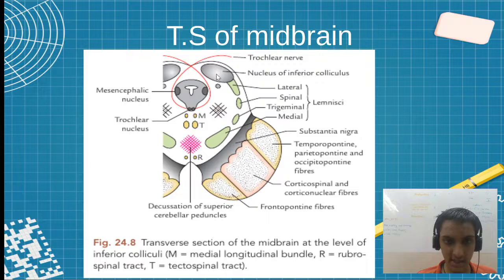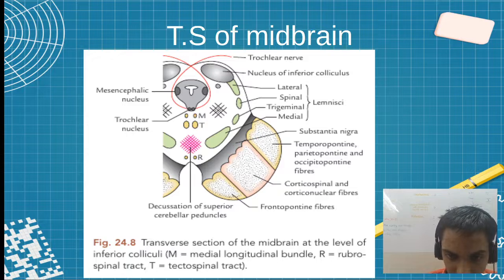Here we can see the nucleus, the pretectal nucleus. These are the lemnisci: lateral, spinal, trigeminal, medial in order. I'll give you a simple mnemonic, LS5M. L as in lateral, S spinal, 5 is the nerve that is trigeminal, M is the medial. Okay. So these are the fibers.